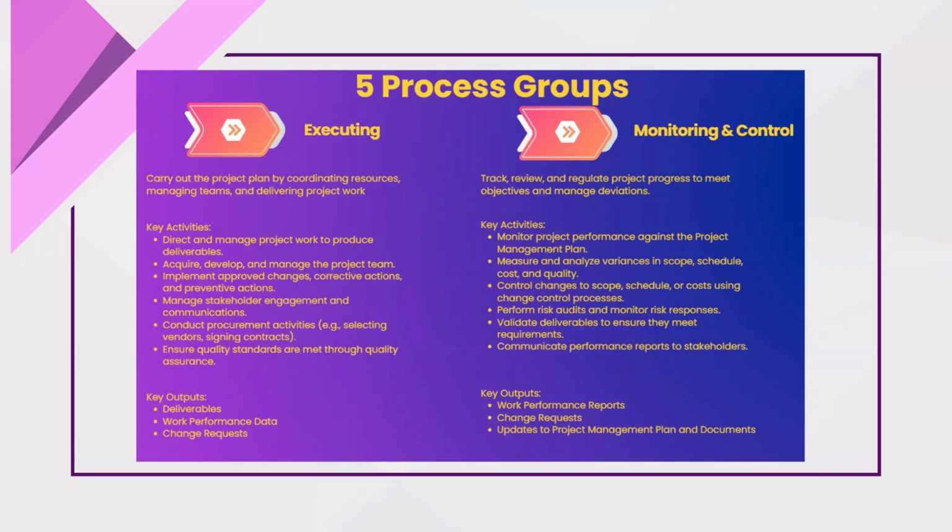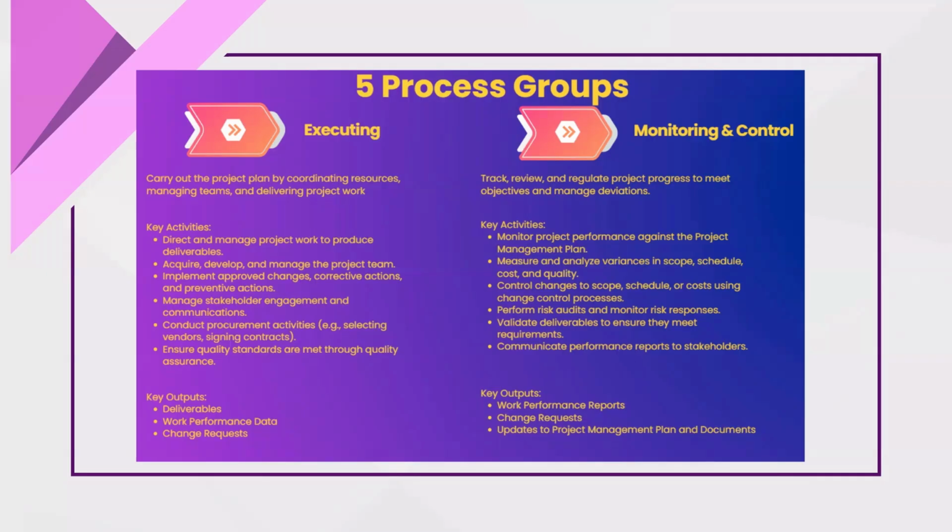All right, and then the fourth stage of the process groups is monitoring and control. So this phase runs concurrently with execution and ensures the project stays aligned with the plan. Okay, so tracking, reviewing, and regulating project progress to meet objectives and manage deviations. And key activities: monitor project work and control changes, validate and control scope, control schedule and cost, monitor risk and quality, report performance and manage stakeholder feedback, and so on. Communicate performance reports to stakeholders.